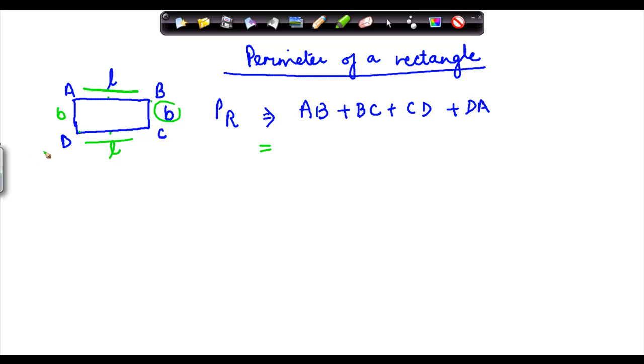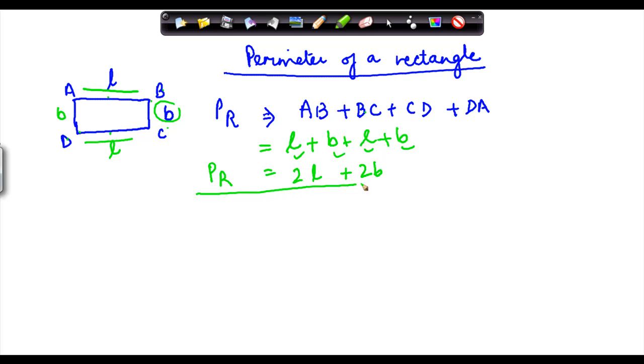So let us see the variables. AB is equal to L, BC is equal to B, then CD is equal to L, and DA is equal to B. Now we have two L's here and two B's here, so we can also write this as 2L plus 2B. So what does the perimeter of a rectangle come to? It comes to 2L plus 2B.